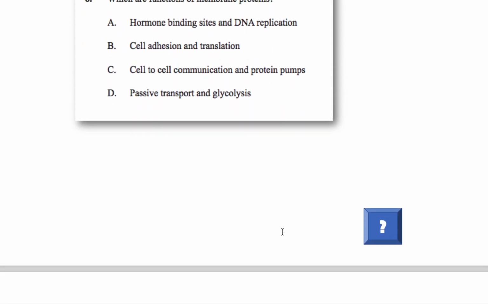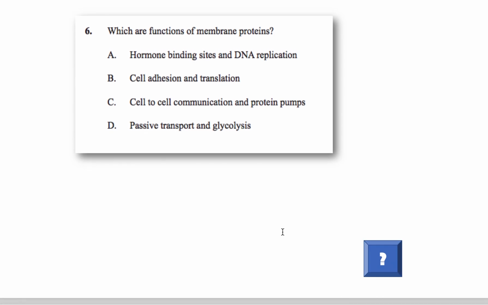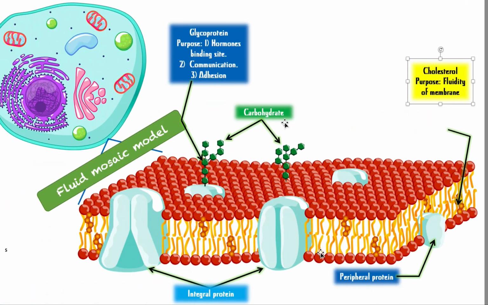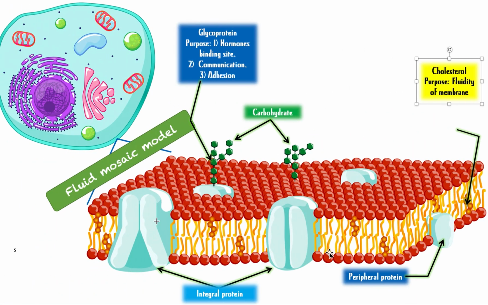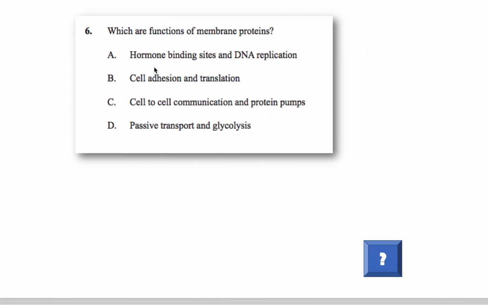Okay, here we go with the last one for this video. Which are functions of membrane proteins? So again, we have here the membrane, a bunch of proteins like these integral proteins, peripheral proteins, glycoproteins. So they're asking here, what are functions of membrane proteins? Hormone binding sites. We know that's one. That's one we learned in the video that I taught, right? And so that's true so far.